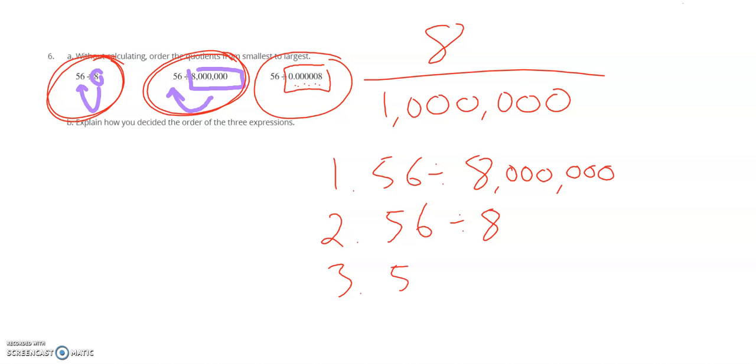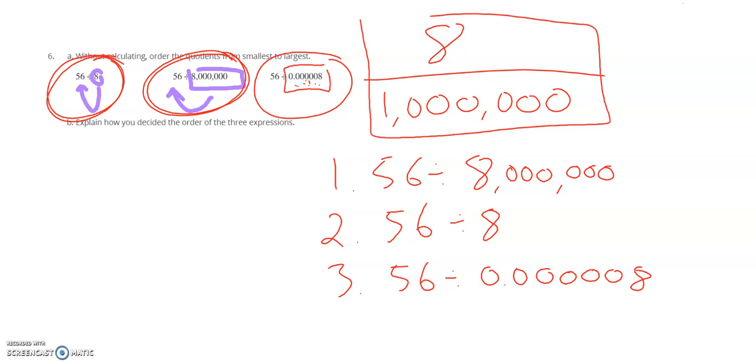3 would be 56 divided by 8 millionths, which is 1, 2, 3, 4, 5 zeros and an 8. That says how many 8 millionths, a very, very tiny fraction. How many of those tiny fractions will fit into 56? A ton. So many. That number is going to be huge.